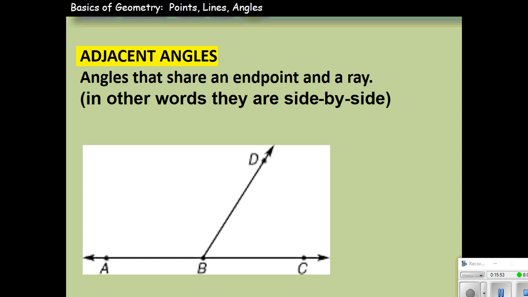Next, we're going to talk about types of angles. The first type of angles that we're going to talk about are what are called adjacent angles. This word adjacent comes up a lot in geometry. It just means next to. Adjacent angles are angles next to each other. They share the vertex, in this case point B, and then one of the sides, in this case ray BD.